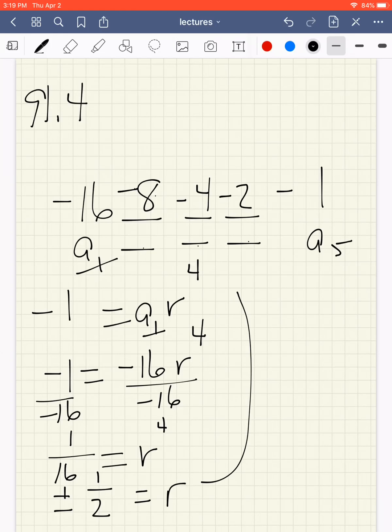Alright, then go back and use the -1/2. So -16 times -1/2 would be +8. +8 times -1/2 would be -4. -4 times -1/2 would be +2. And +2 times -1/2 would be the -1. Alright, so there's the two sets of geometric means that we get.